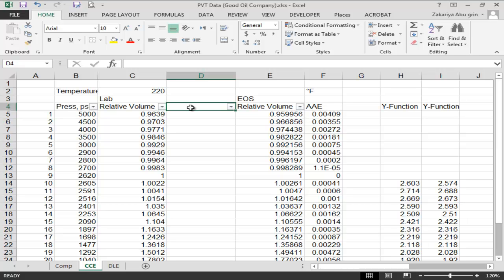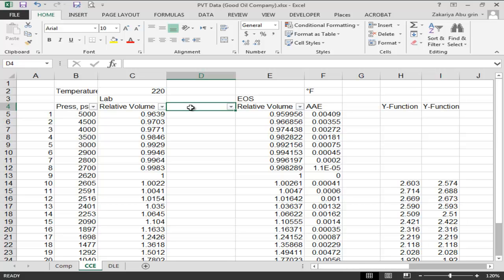So we do this just in case you saw that there's an error in your lab data. So you start with the y function. Just remember the steps are mentioned in the appendix, so you can have a look at that procedure. We start with the y function to evaluate the volume properties below the saturation pressure.